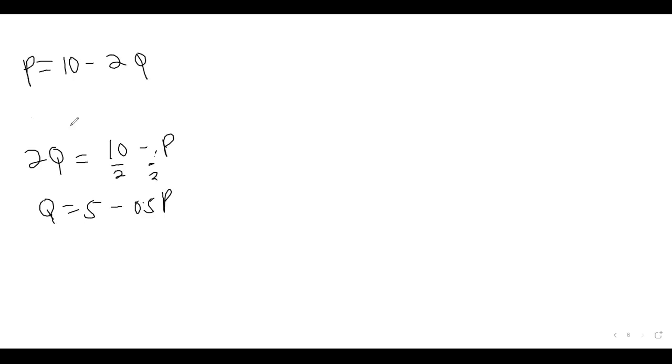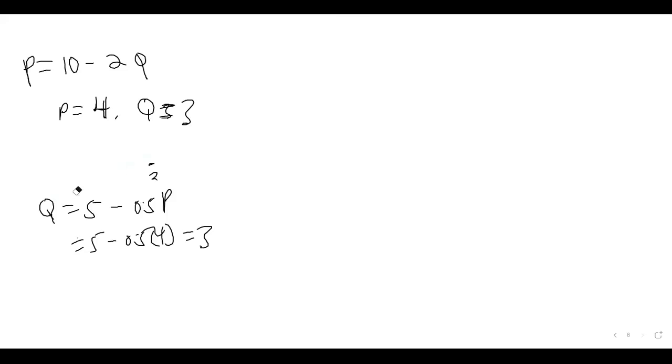So if the price is 4, the quantity is 3, as the question gives. But if you want to try it, you can do 5 minus 0.5 into bracket 4, you get 3. But that is not really necessary. I just wanted to show you that you can do that, but it's not really necessary. So when the price is 4, the quantity is 3.